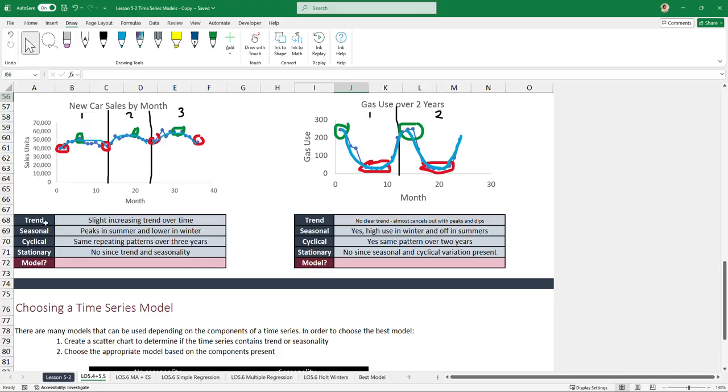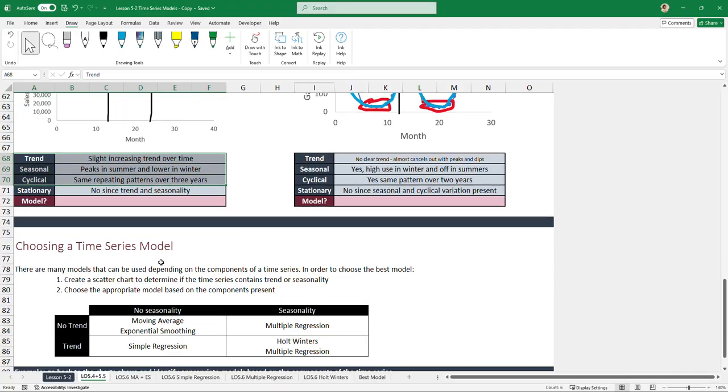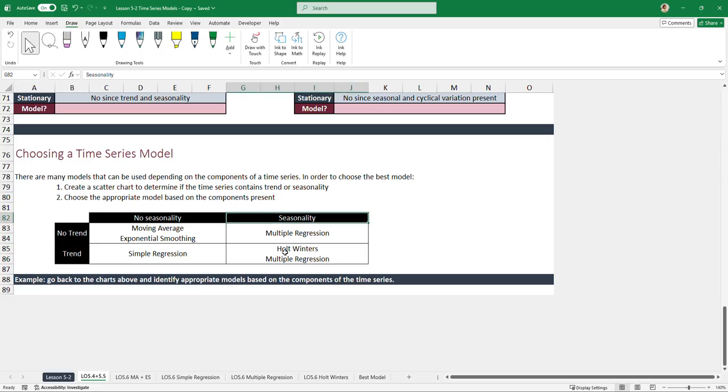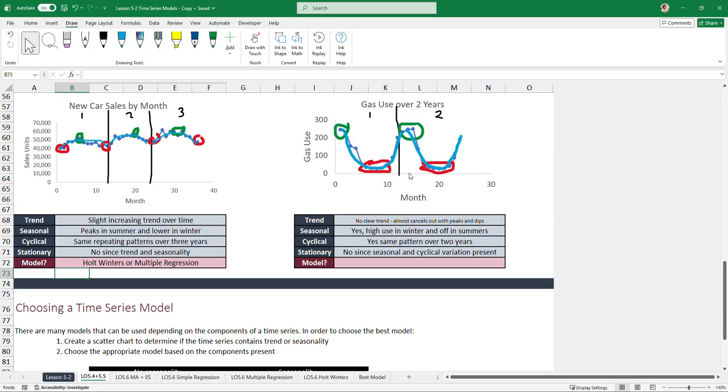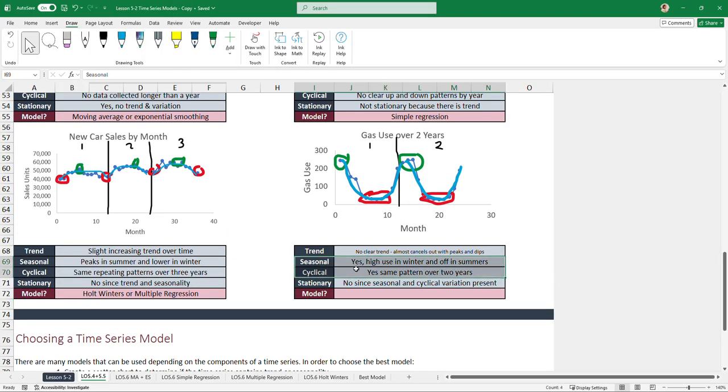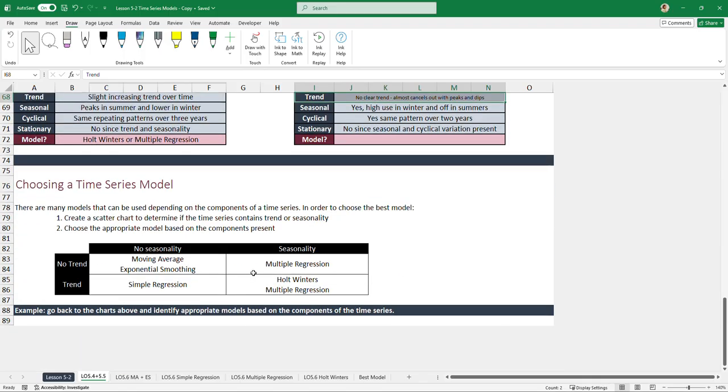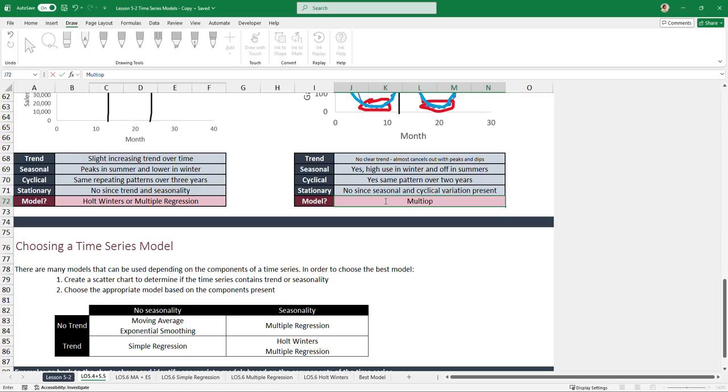For new car sales by month, I have everything, trend, seasonal, and cyclical. If you have trend and seasonality, you can use Holt-Winters or multiple regression. And finally, for the gas use, I have variation, but no clear trend. So if you have seasonality and no trend, multiple regression is the model you have to use.